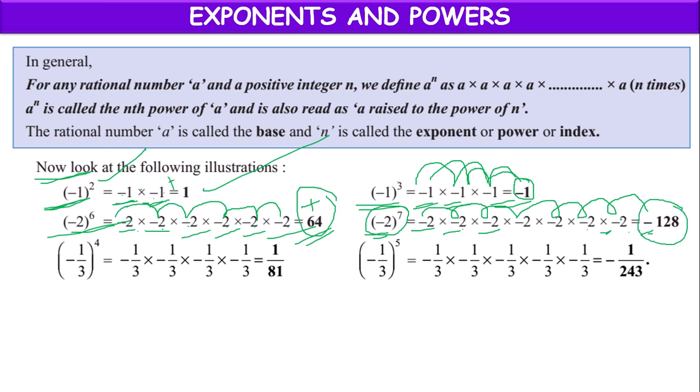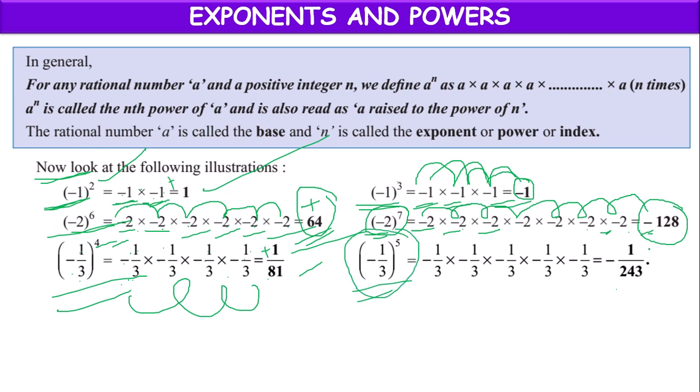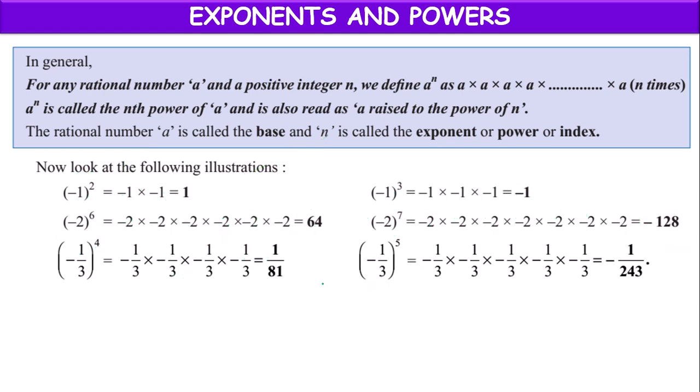Minus 128. In the same way, minus 1 by 3 whole power 4 means minus 1 by 3 multiplied with itself 4 times. Minus into minus into minus into minus becomes plus. Multiplying numerators, 1 into 1 into 1 into 1 is 1. Denominators, 3 into 3 into 3 into 3 is 81. The value of minus 1 by 3 whole power 5 is minus 1 by 243.